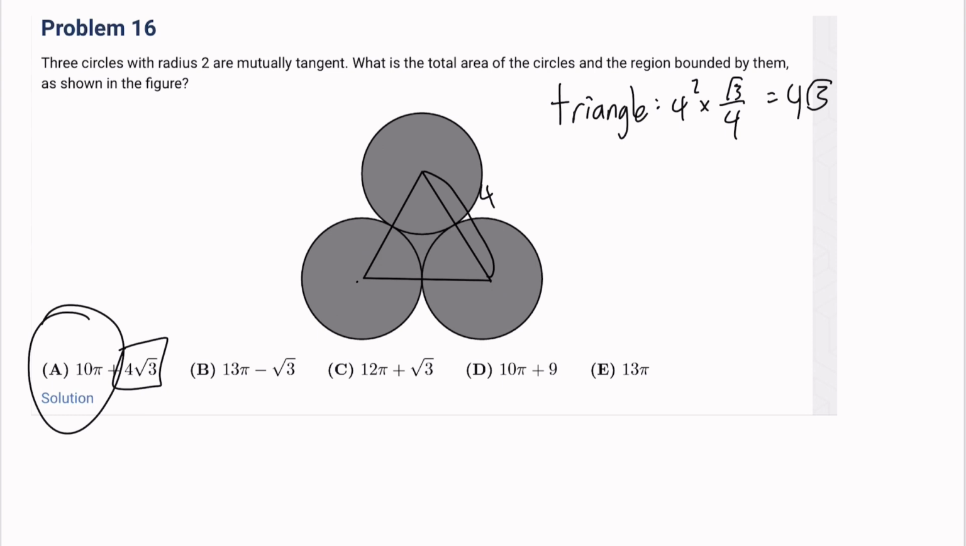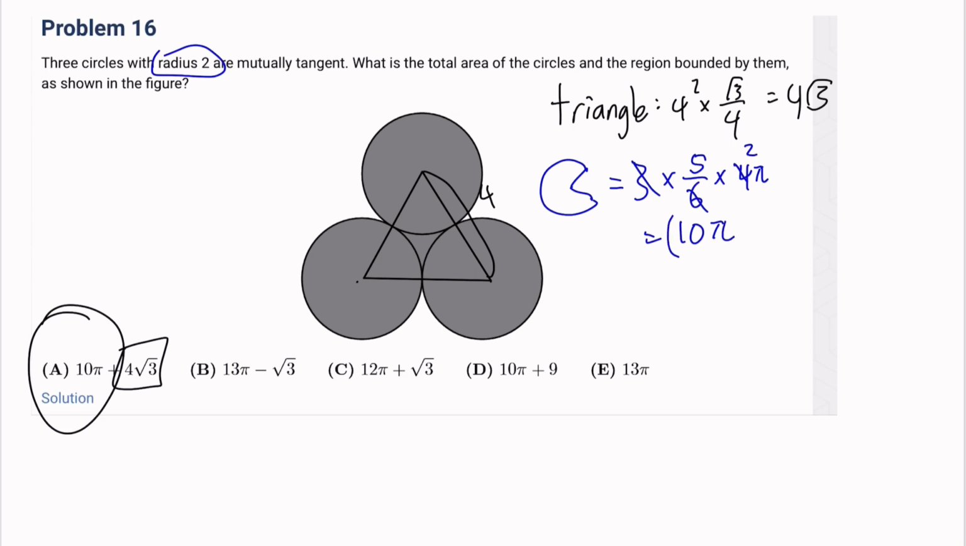So the leftover area, the Pac-Man shaped areas, will be 3 of these multiplied by 5 over 6 of each circle. The radius is 2, so the area of one circle is 2 squared pi, which is 4 pi. So the 3 cancels to 2, and this is 10 pi. So it's 10 pi plus 4 root 3, and we see that it is the answer.